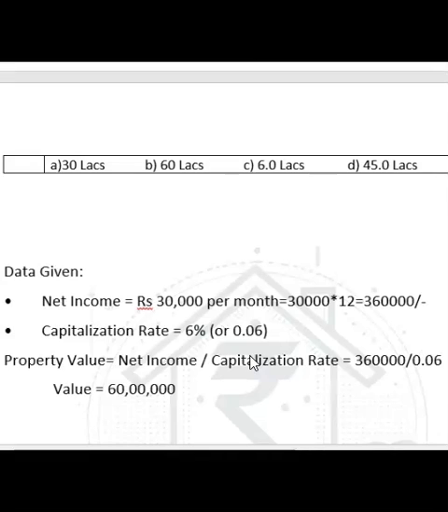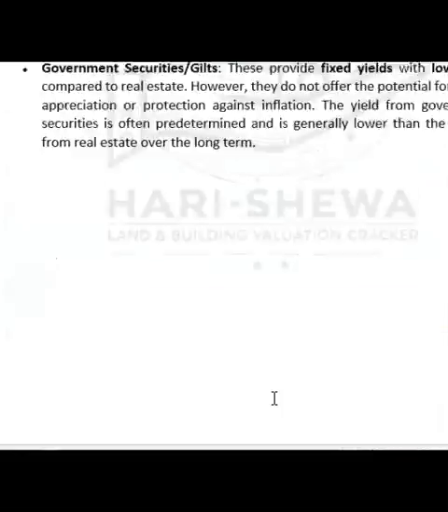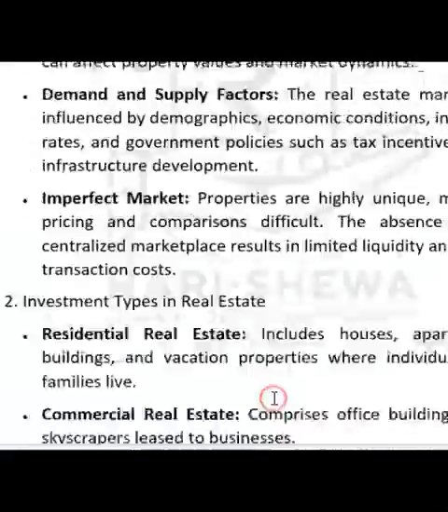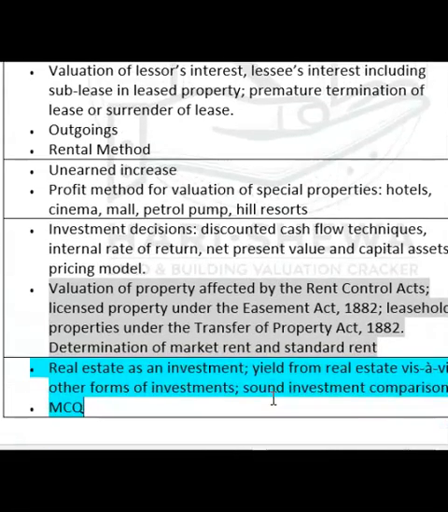So my dear friends, today's session is complete and our income approach chapter is also complete. I have taken 5 sessions, and in these 5 sessions I have completed all the syllabus except Rent Control Act, Transfer of Property Act, and Easement Act. I will take the Transfer of Property Act chapter, starting next week.